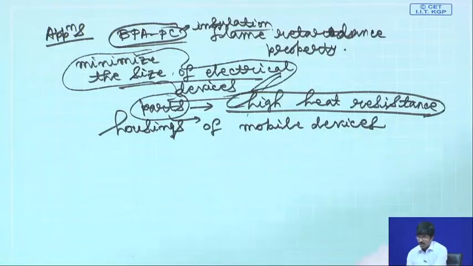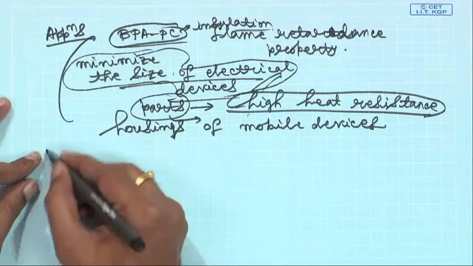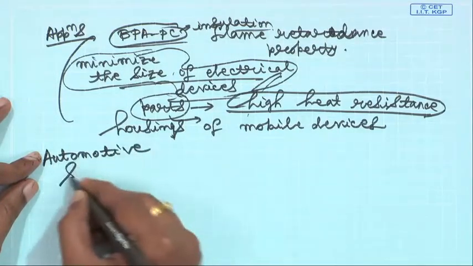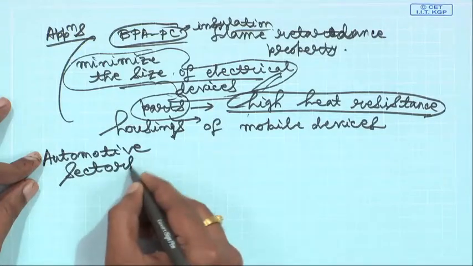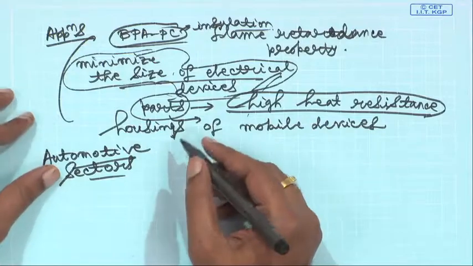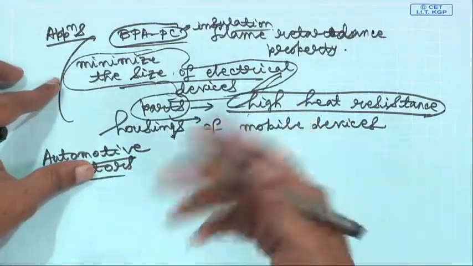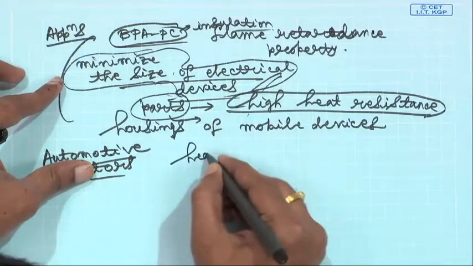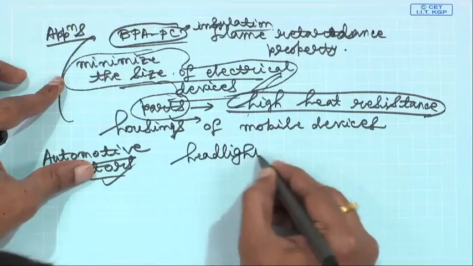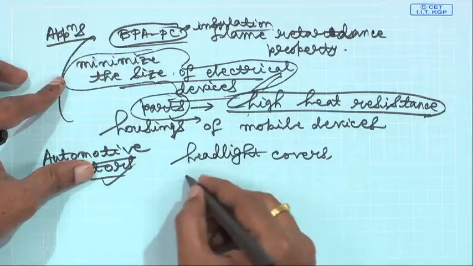And some of the other usages, so this is the electrical sector, some of the other usages could be in automotive sectors. Because these are lightweight materials, you can use this bisphenol A polycarbonate based material, and also they are transparent, so you can use it in headlight covers, in the radiator grills.